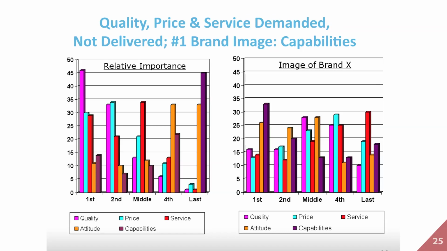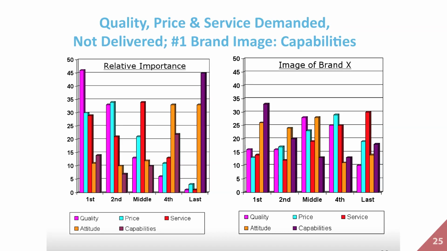So on the one hand, the slide on the left shows that quality is very, very highly valued by them. They think that's the most important. But when they think of us and our brand, they think that our broad capabilities are most important. But broad capabilities are something the customer doesn't care much about. This is complicated information, isn't it?